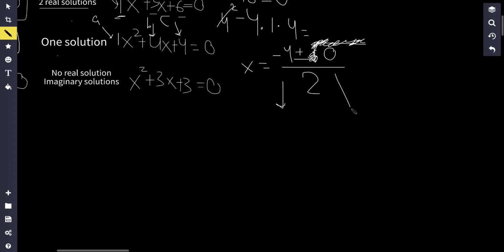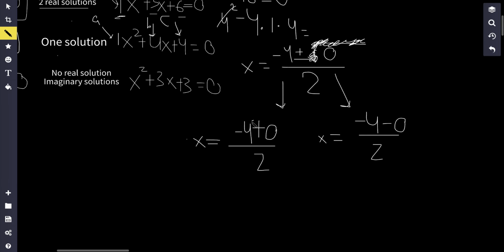And notice how when our discriminant is equal to 0, we either get x is equal to negative 4 plus 0 divided by 2, or we get x is equal to negative 4 minus 0 divided by 2. Notice how whether you add or you subtract 0, you get the same result. Negative 4 plus 0 divided by 2 is negative 2, and negative 4 minus 0 divided by 2 is also equal to negative 2. So notice how you end up with only one real answer.